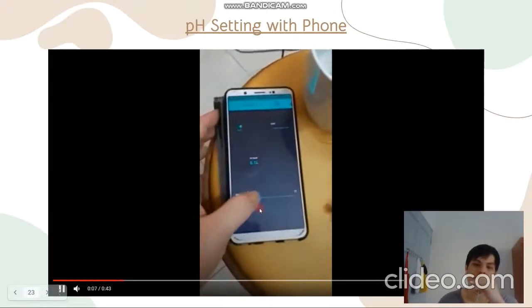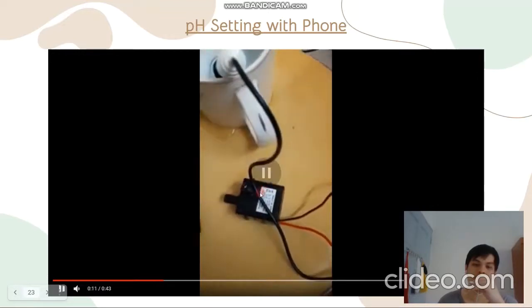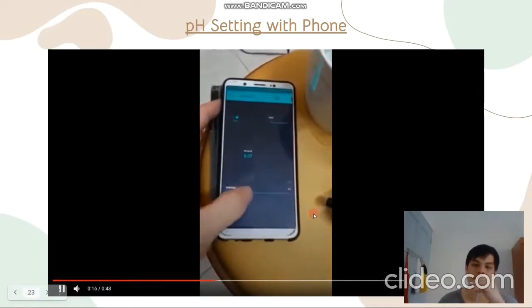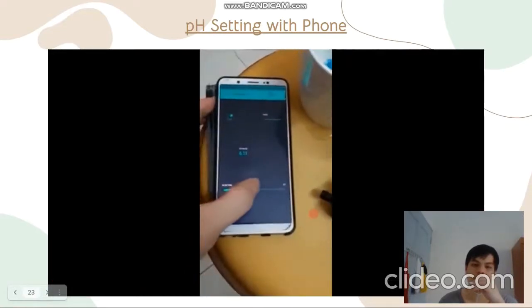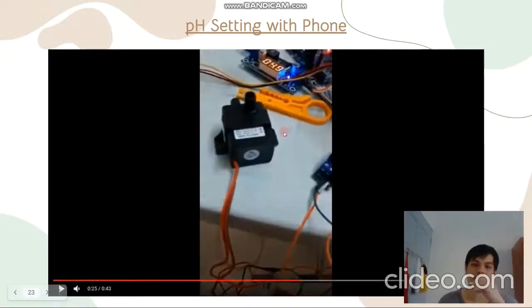And then I will lower down the setting value. If the detected value is not within the setting value, the water pump will be on. Just now I have increased the pH setting, but it is also not within the pH setting, so the other water pump will be on.